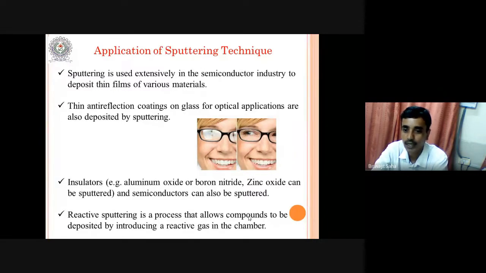You can see the anti-reflection coating. Two glasses are in the figure. You can see one is reflecting light and another is not reflecting. The anti-reflection coating can be produced by RF sputtering over the glasses and transparent substrates. Insulators like boron nitride, zinc oxide, and metal oxides can be deposited. Reactive sputtering process can be adopted for reaction inside the chamber, and that can produce different desired properties and introduce these properties into the thin film by reactive sputtering.